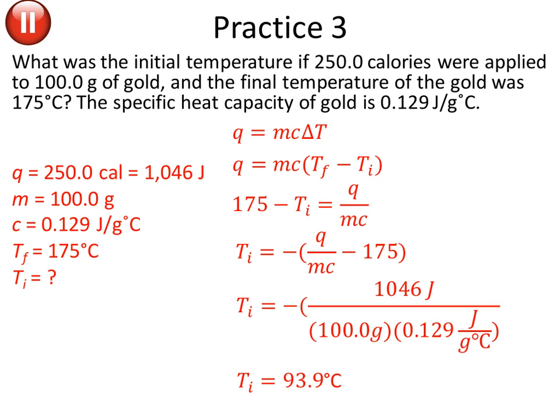Okay, so here we start off with our calories, and we want to get to joules. So remember, 1 calorie is equal to 4.184 joules. Multiply that, and we get our joules. We already have our grams, specific heat, and our final temperature. We need to look for our initial temperature.